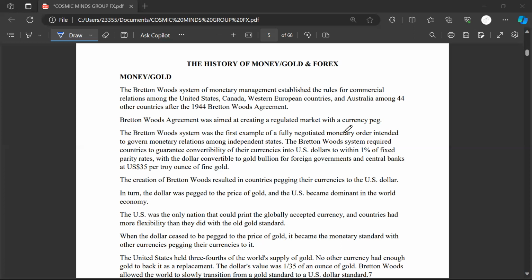Now, the Bretton Woods Agreement aimed at creating a regulated market with a currency peg, right? We have what is called a currency peg. Every currency pair that we know, pounds, USD, is actually a currency peg. It is the combination of two different types of currency together. We peg them, pegging one currency against the other.